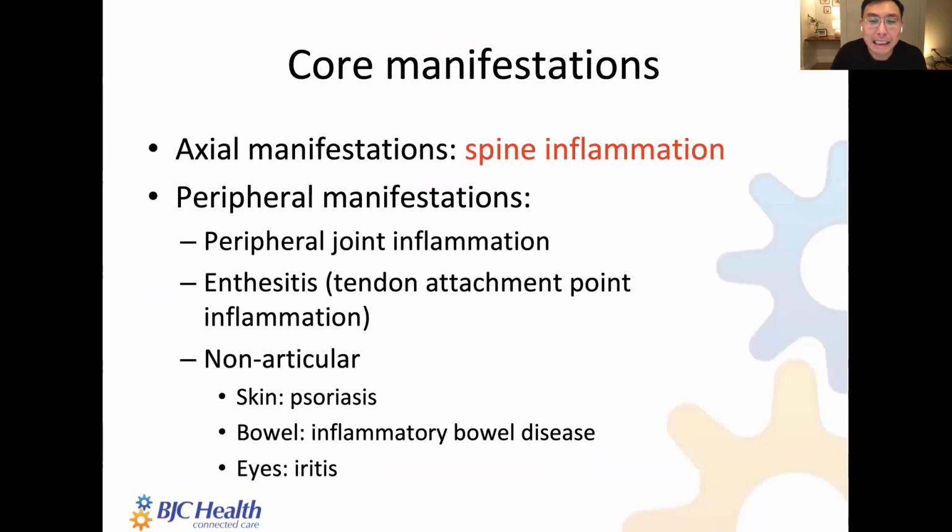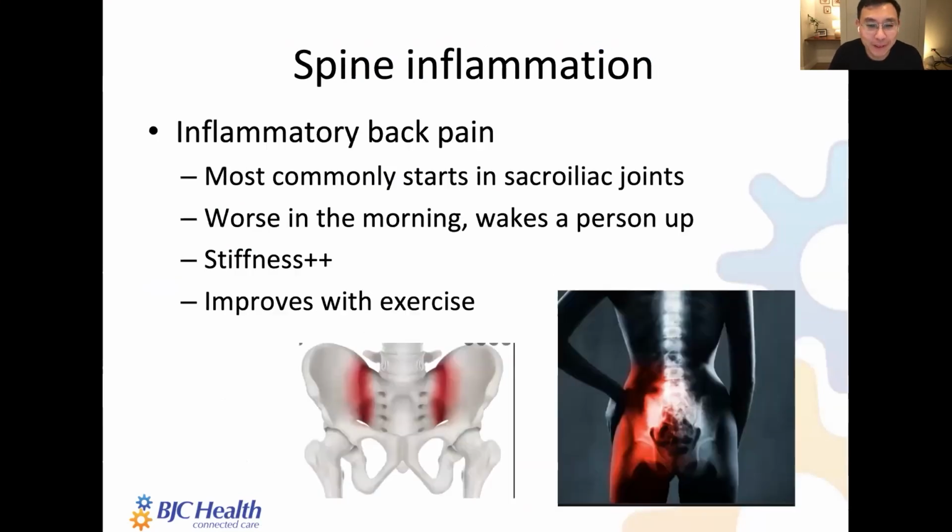Let's talk about spine inflammation. Patients present with inflammatory back pain. Spine inflammation is caused by your immune system going the wrong direction, driving the inflammation. So it's different to the inflammation you get from osteoarthritis or spraining your back muscle. Those are mechanical or degenerative type inflammation. So autoimmune inflammation, the characteristic is quite distinct.